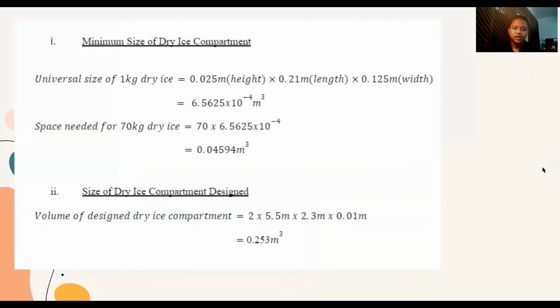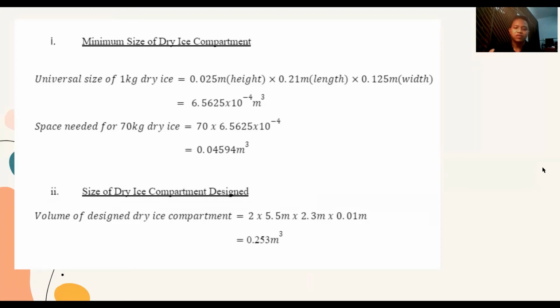Next, we calculate the required size of the dry ice compartment in the container. We found that the size of 1 kg of dry ice is 25 centimeter height, 21 centimeter length, and 12.5 centimeter width, so the size required for one dry ice pack is 6.5625 times 10 to the power of -4 meter cube. Thus, the space needed for 70 kilogram of dry ice is 0.04594 meter cube.